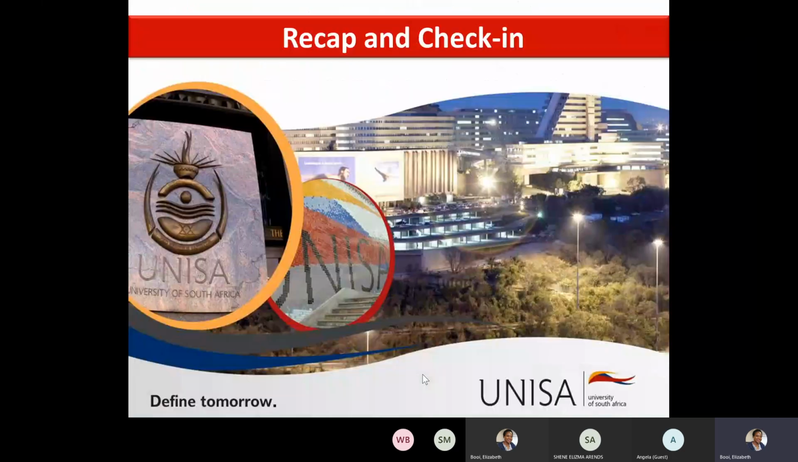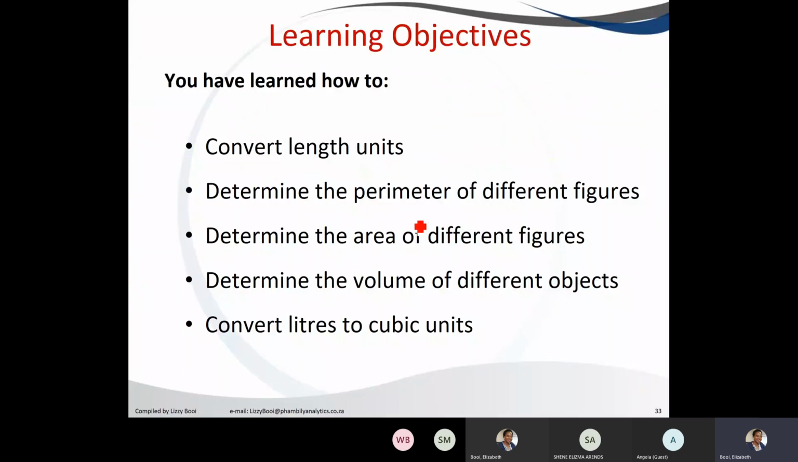I am going to recap. What we have learned today is how to convert from one unit to the other. We also learned how to calculate the perimeter of different figures, the area of different figures, and also the volume of different figures, and how to convert liters from one unit to the other.